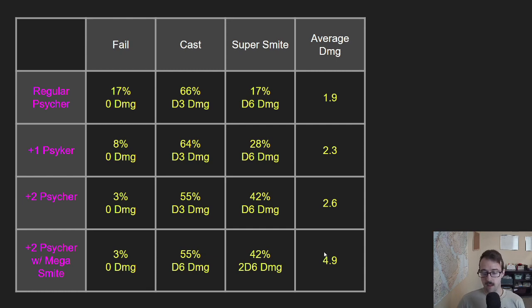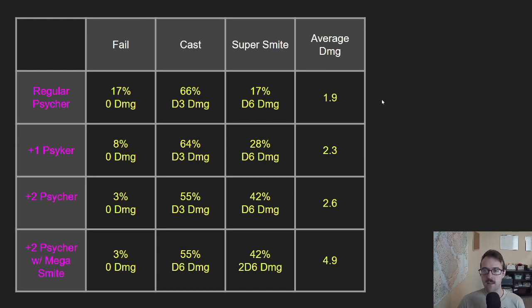You can see that the value of their smite is actually nearly 5 points of damage, almost double the next closest psyker. So this is really important to know when you have two psykers with different values who can cast similar spells.